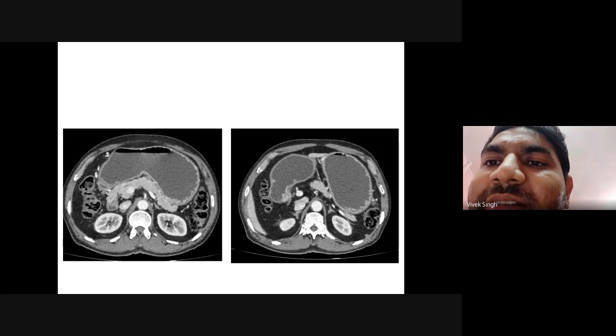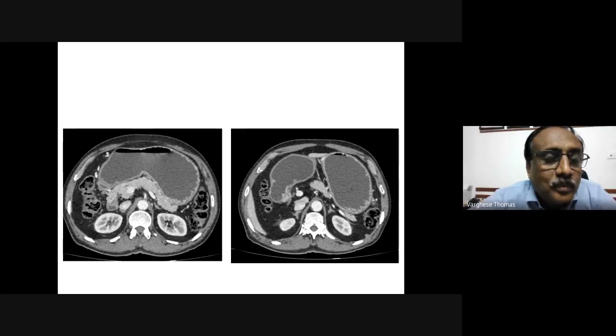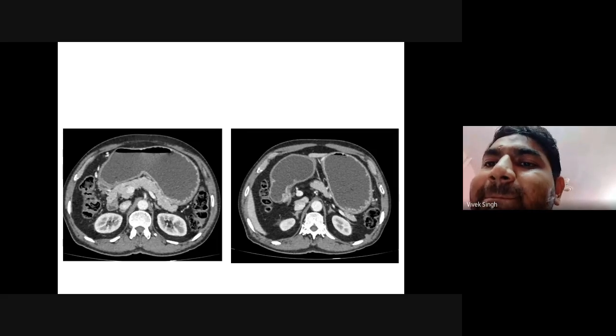Sir, I don't know. I see some small intraparenchymal vessel... Yeah, specks of calcification are there. Total calcification, specks of calcification is there.